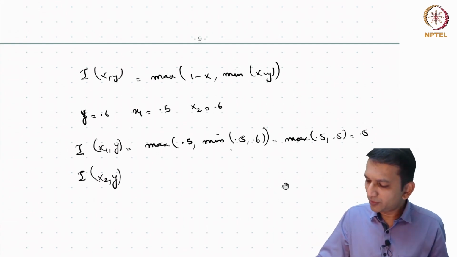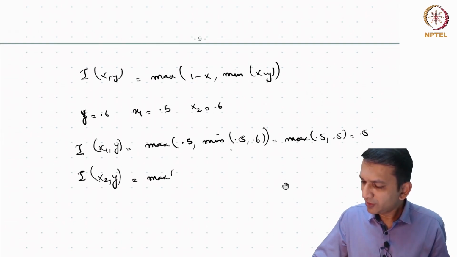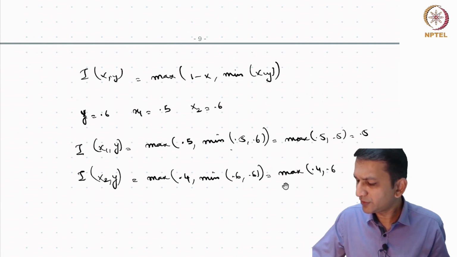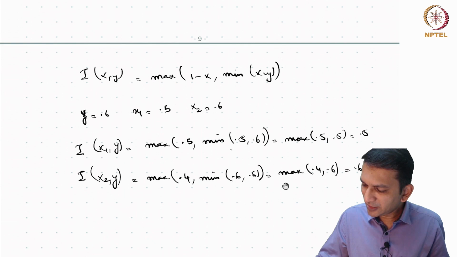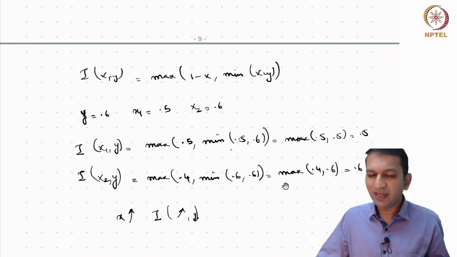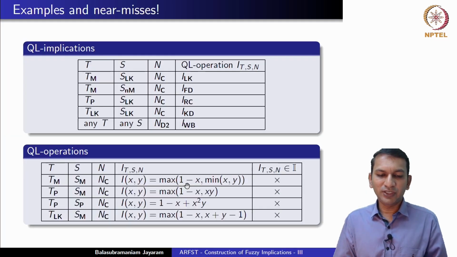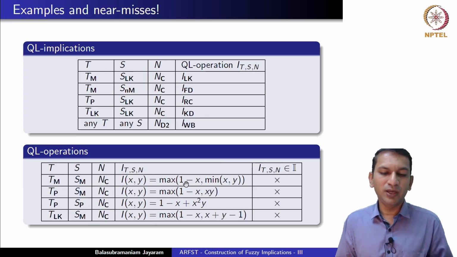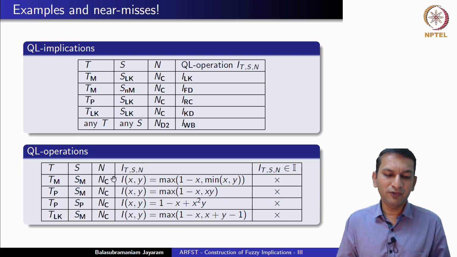If you look at I of x2 comma y, this is max of 1 minus x, which is 0.4, comma, minimum of x2, 0.6, comma 0.6. So this is max of 0.4 comma 0.6, which is 0.6. As you can see, as x increases for this particular function, I also increases in the first variable for a fixed y. Clearly, that means this function is not a fuzzy implication, and hence we do not get a QL implication from this triple of functions.